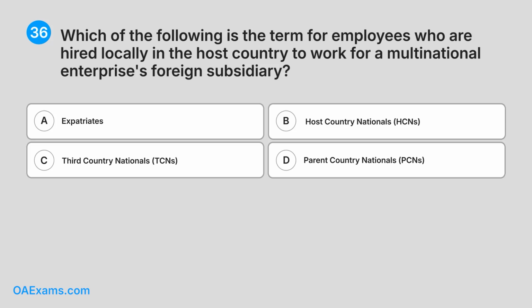36. Which of the following is the term for employees who are hired locally in the host country to work for a multinational enterprise's foreign subsidiary? A. Expatriates. B. Host country nationals, HCNs. C. Third country nationals, TCNs. D. Parent country nationals, PCNs. Can you guess the answer?